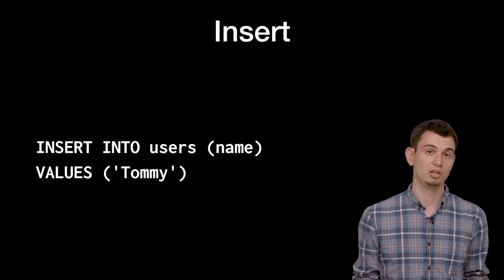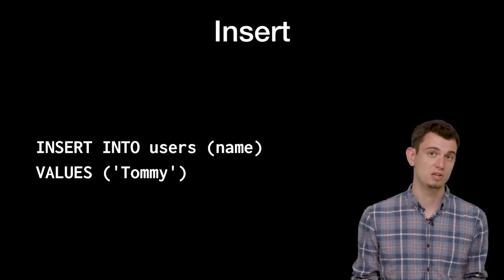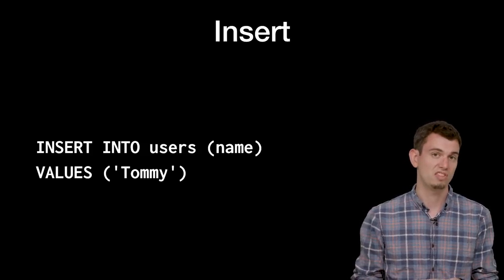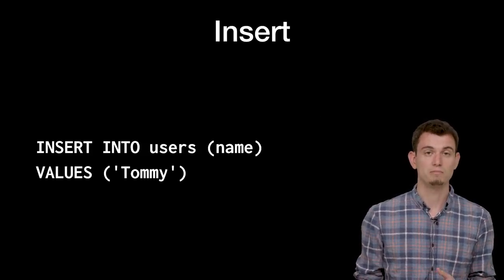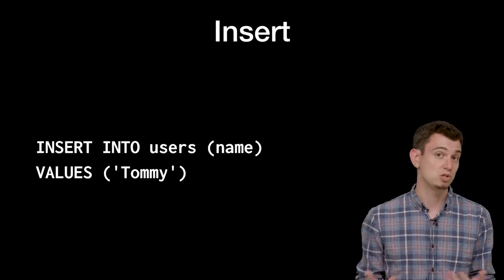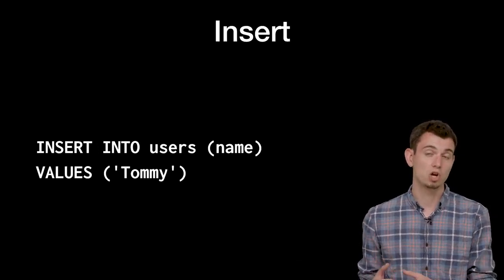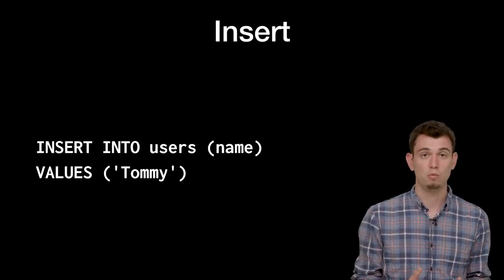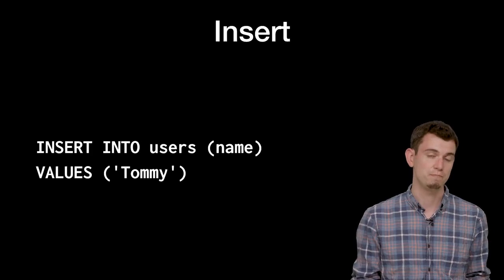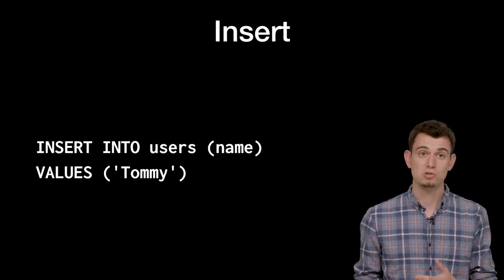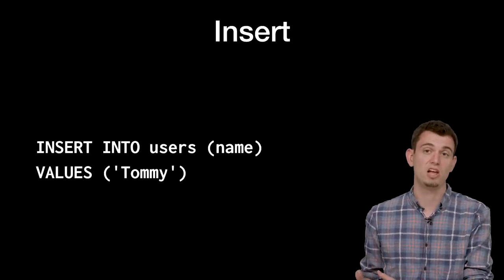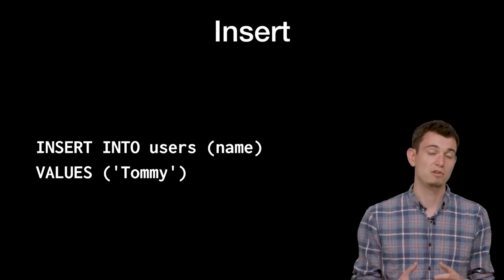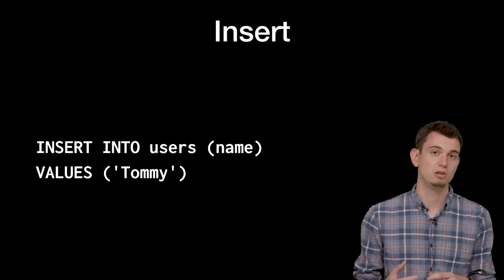The next query we're going to look at is inserting data into the table. To insert a new row, we're going to start our query with insert into, followed by the name of our table, so that's users, and then a list of the columns we want to supply values for. So here we're just going to supply one column, and that column is called name. Then we'll say values, and then followed by the values we're going to insert. So here we're inserting one new row, and for the name column, we're inserting a value of Tommy.